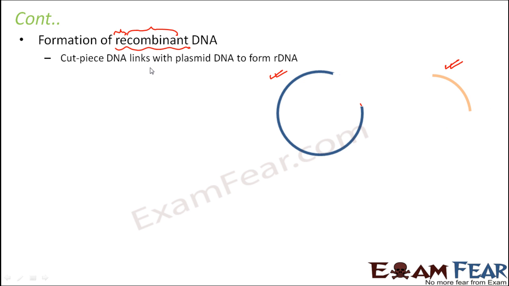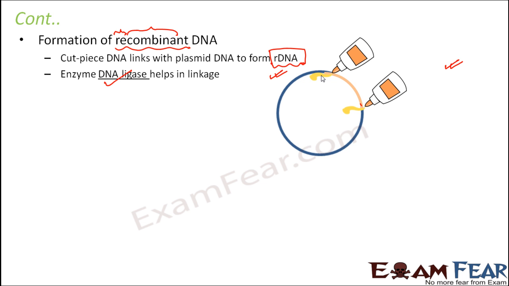Now, the cut piece of DNA will link with the plasmid DNA to form rDNA. Recombinant DNA is often written as rDNA in short form. So this is how it will join. This piece of DNA will get linked to the plasmid DNA. Now, how does it actually get connected here? For the connection, there is an enzyme called DNA ligase which helps in the linkage. Basically, DNA ligase acts as a glue which helps this piece of DNA get stuck in the circular DNA. So here you can see it acts as glue.